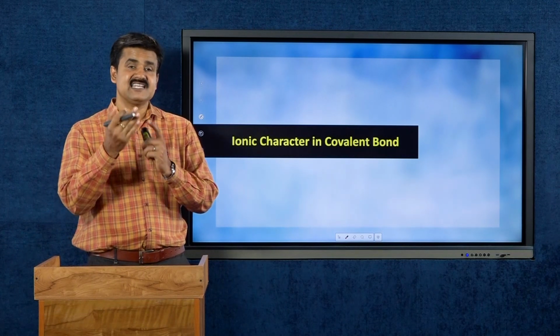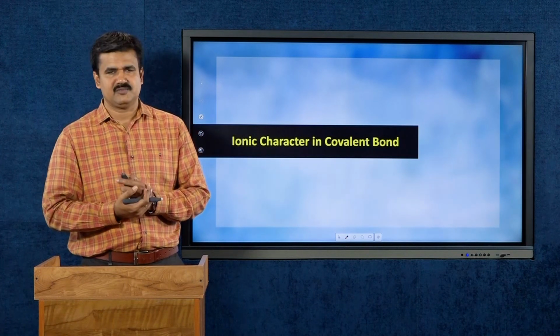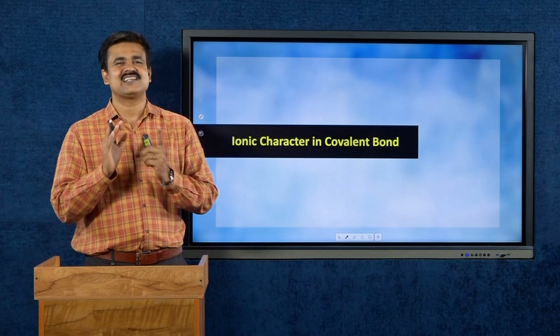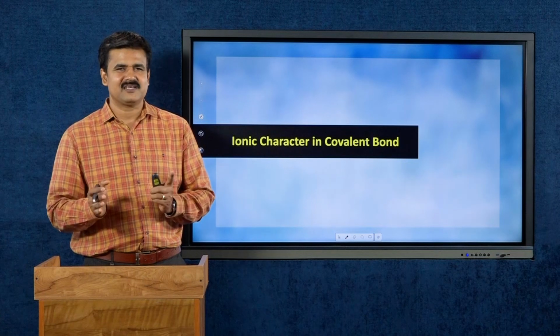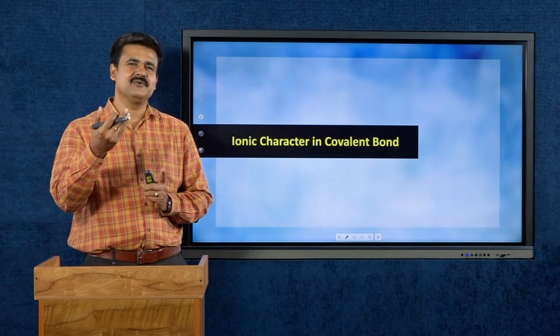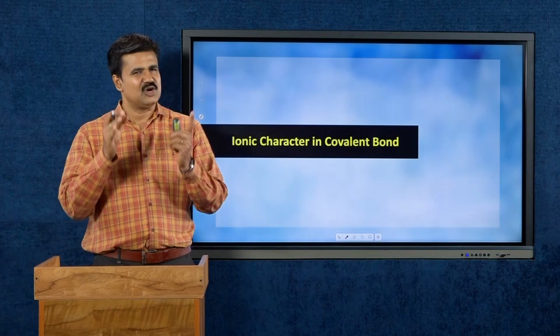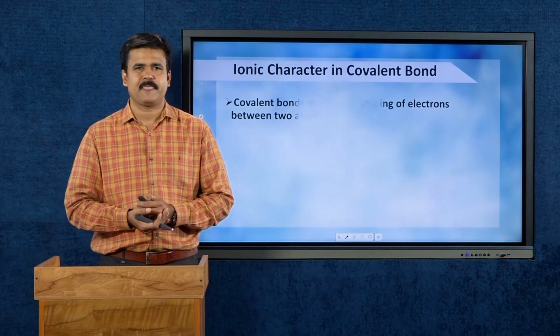Now we are discussing in an exact opposite way, that is, ionic character in covalent bond. So it is very well clear that no covalent bond is 100% covalent, and no ionic bond is 100% ionic. In an ionic bond there is a small amount of covalent character also, and vice versa. Now we are focusing on ionic character in covalent bonds.